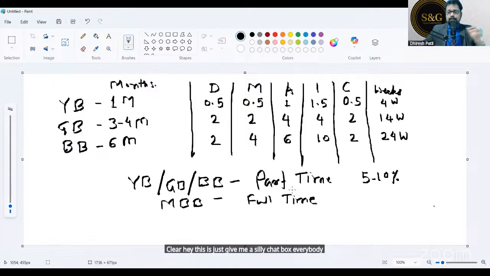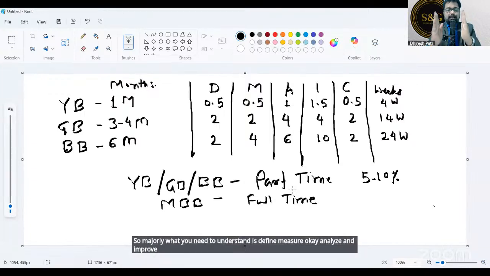Super clear? Yes? And again, these time frames are just for our reference point. So majorly what you need to understand is that define and measure, analyze and improve take a lot of time and energy.